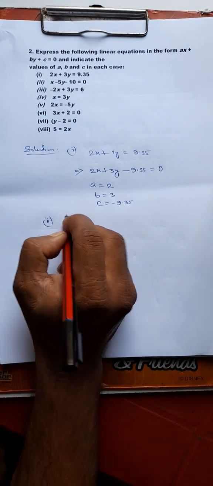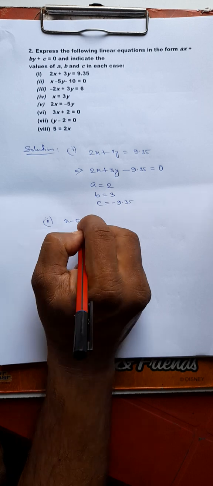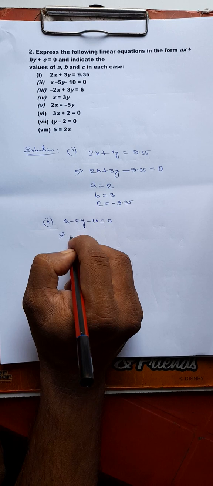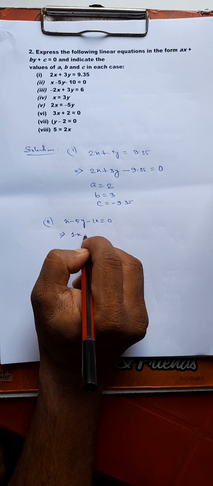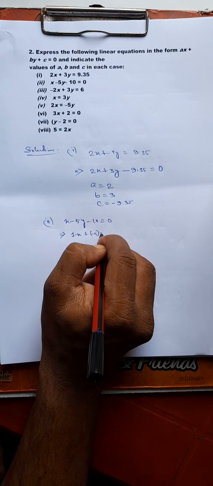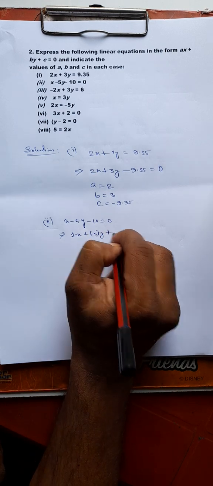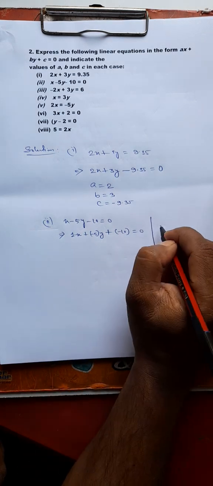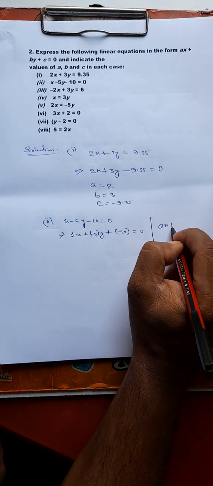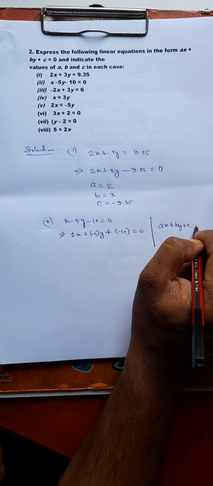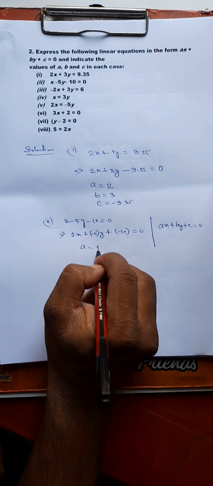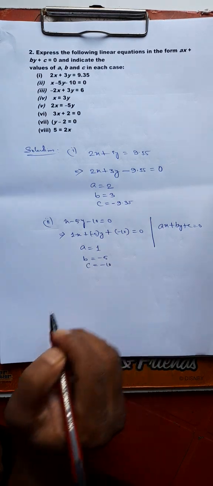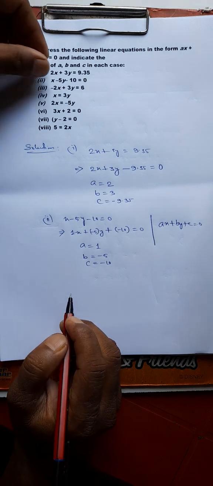Second question is x minus 5y minus 10 equal to 0. This implies you can write it as 1 multiplied by x, plus minus 5 into y, minus 10 equal to 0. Now you compare this with standard form of linear equation in two variables, ax plus by plus c equal to 0. So what is a here? a is 1, b is minus 5, c equal to minus 10. Similarly, we can do this.